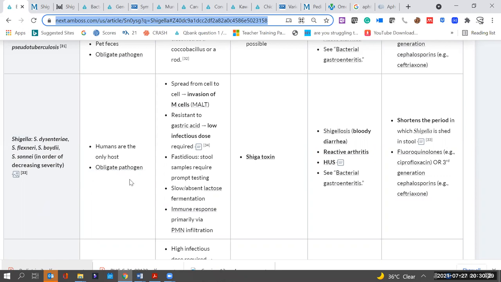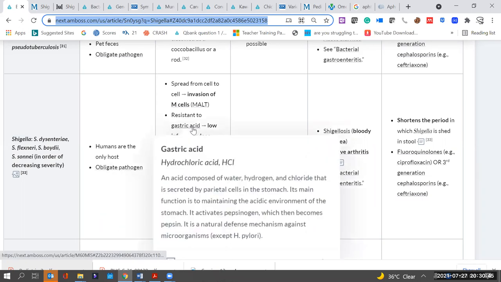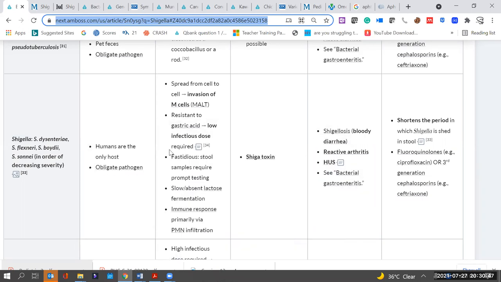Humans are the only host. It's an obligate pathogen. It has to complete the whole cycle. It spreads from cell to cell, with invasion of M cells. That's a special invasion of cells we will find in this infection. Resistant to gastric acid, low infectious dose. So even gastric acid is not going to work on this infection. And it's fastidious. Two samples are required for testing.